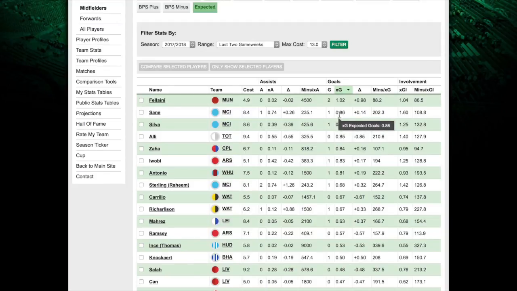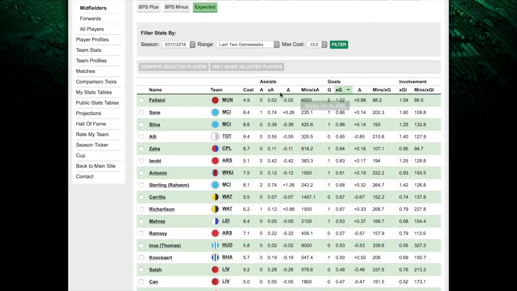Sané, in contrast, over his 2 game weeks has got a single goal, and that was about right based on the sum of the chances that he got. So he only slightly overperformed, by 0.14. So here you can see how we can immediately see how players stack up.